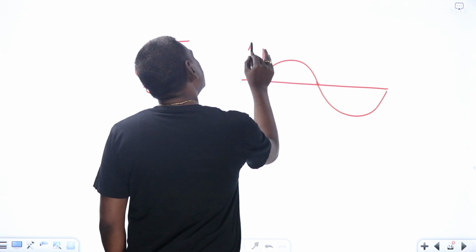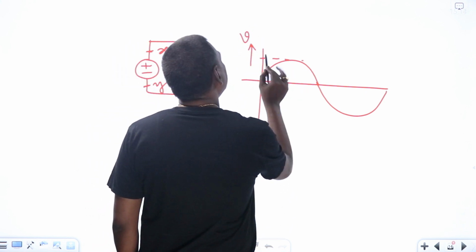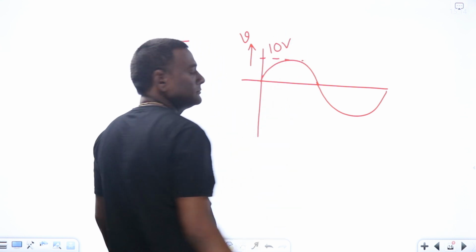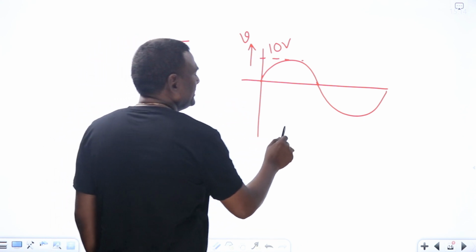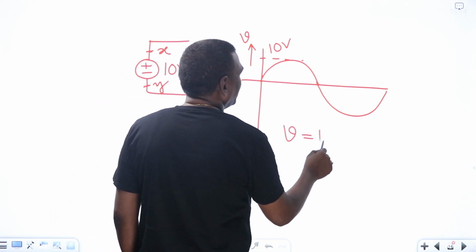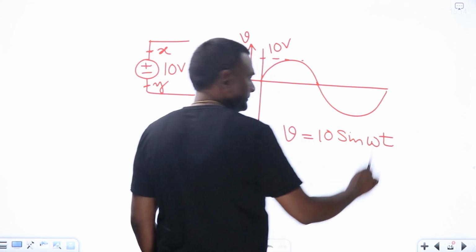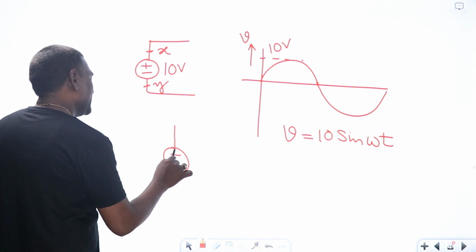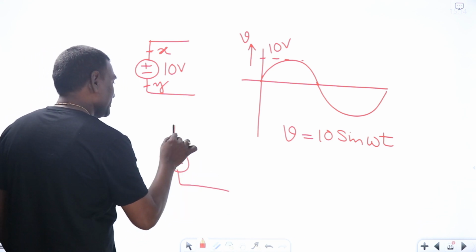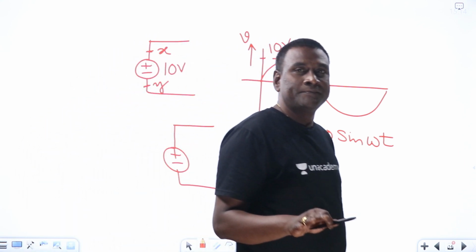Let me think of this as voltage V, and peak value, let me consider 10 volts. Now, how much is this V? This particular waveform of V can be described as 10 sin omega t. Now, let me represent one voltage source. I am keeping plus minus, because for AC also plus minus has to be kept.